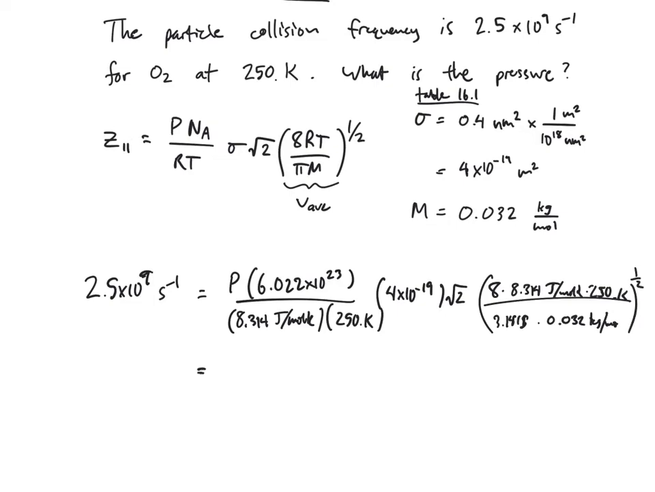When we multiply this all out, this becomes 6.67 times 10 to the 4 times the pressure. So then when we solve for this algebraically, we're going to get a pressure of 3.75 times 10 to the 4th pascals, which is about 1/3 of an atmosphere.